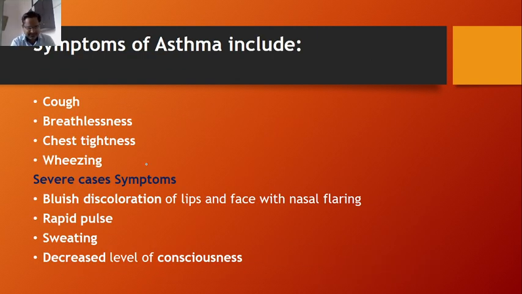So these are the symptoms of asthma. They include cough, which is mostly during the early morning or at night. Breathlessness, a shortness of breath or difficulty in breathing. Chest tightness and wheezing. What is wheezing? Wheezing is an abnormal whistling sound due to difficulty in respiration. There is also a bluish discoloration of the lips and face with nasal flaring, rapid pulse, sweating, and decreased level of consciousness. These are the severe symptoms of bronchial asthma.